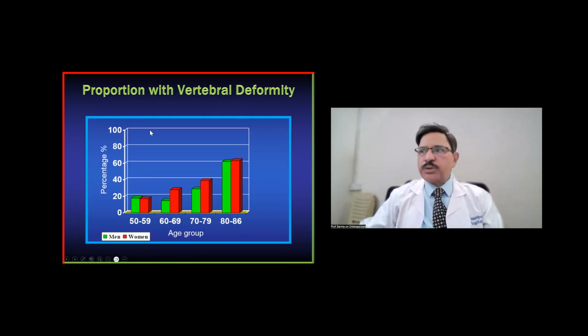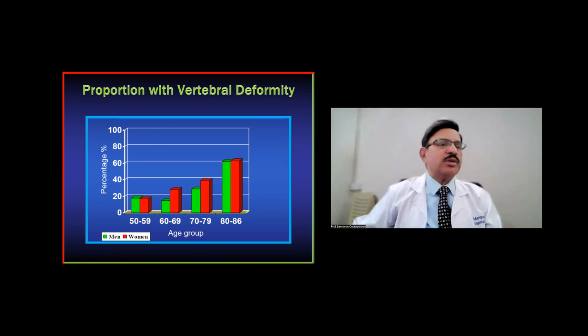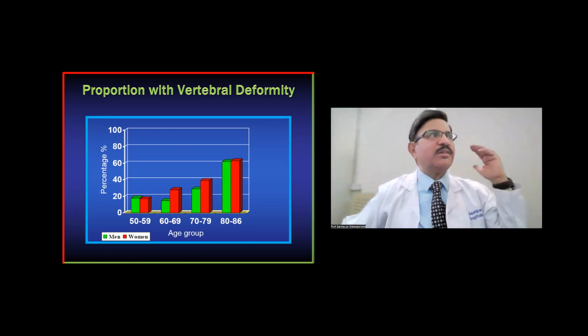Now, the proportion with vertebral deformity. You see, by age group, vertebral deformity is the same in both men and women. At 50 to 59 years, less than 20% have vertebral deformity. At 60 to 69, women have more vertebral deformity. At 70 to 79 also, more vertebral deformity. And by the age of 80 to 86, 60% of women and men have vertebral deformity. See, the old people, it's because of the vertebral deformity.